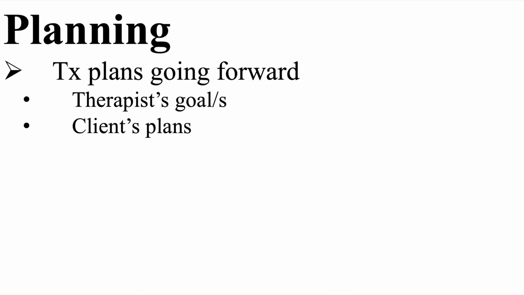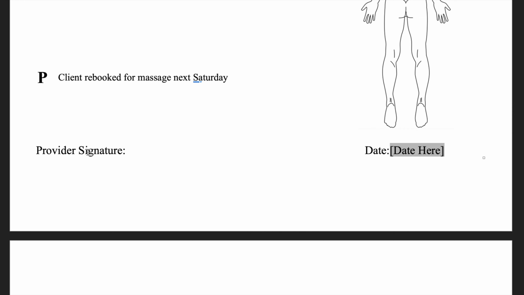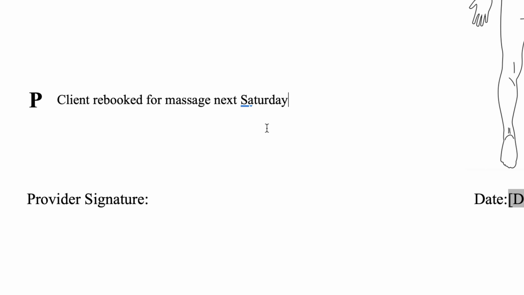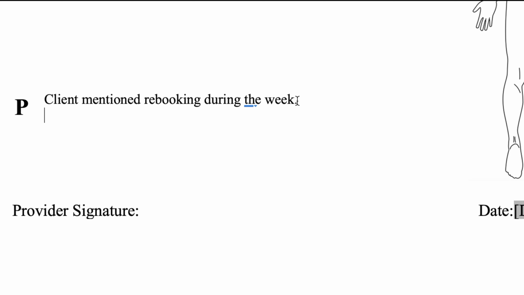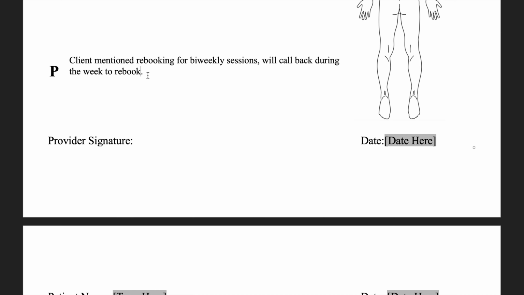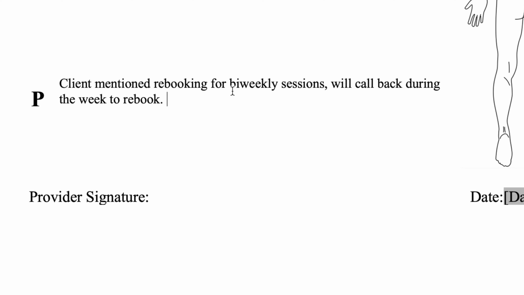What are the client's plans? If the client rebooks, you can add this information in your SOAP notes. For example, client rebooked for a massage next Saturday. If the client did not rebook but mentions they will call during the next week to rebook, you can mention this in the planning section of the SOAP notes as well. Client mentioned rebooking during the week. Perhaps the client wants to come in for bi-weekly or monthly sessions and they discuss this plan with you. You can also include this as well. Client mentioned rebooking for bi-weekly sessions. Will call back during the week to rebook.